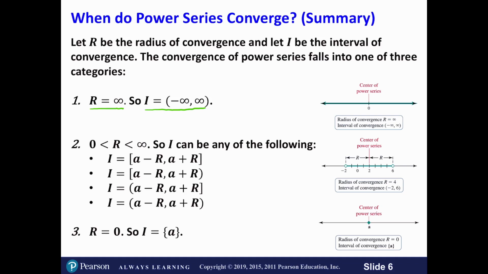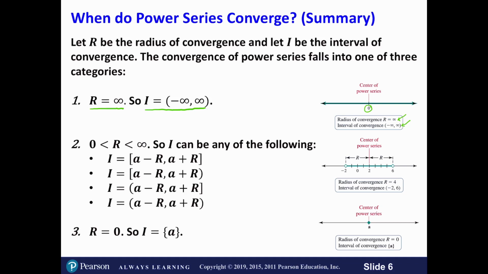So if the center of the power series was at 0, or really any number for that matter, and it converged for all values of x, doesn't matter what x you throw in, it would converge, then the radius of convergence would be infinity, and the interval of convergence would be negative infinity to positive infinity.